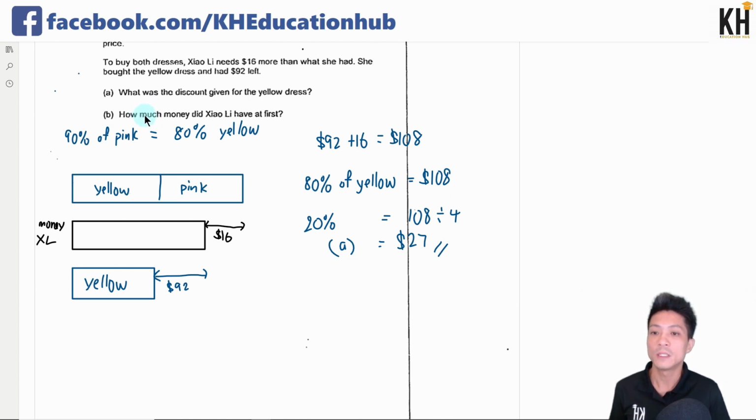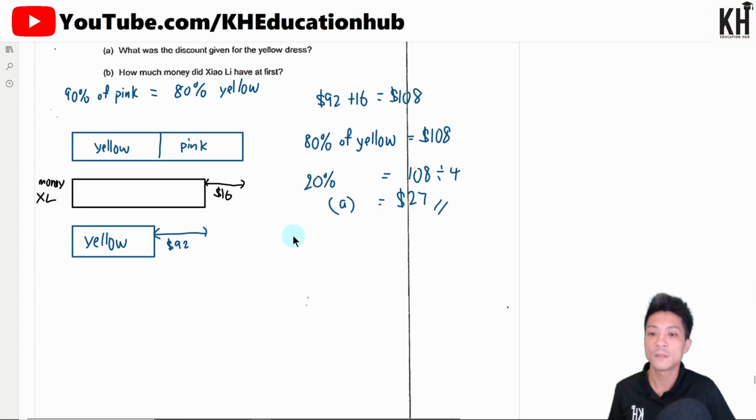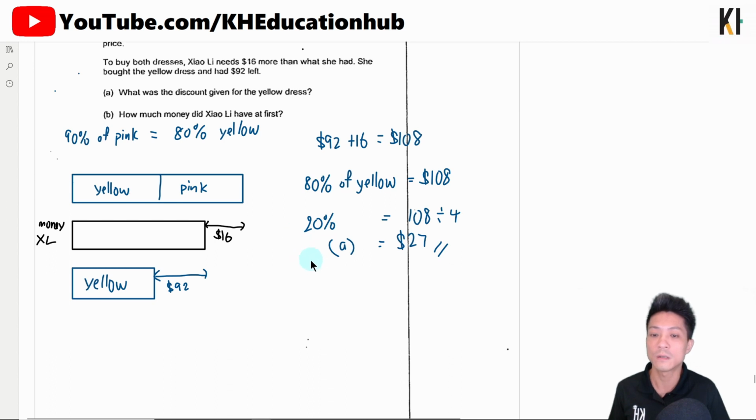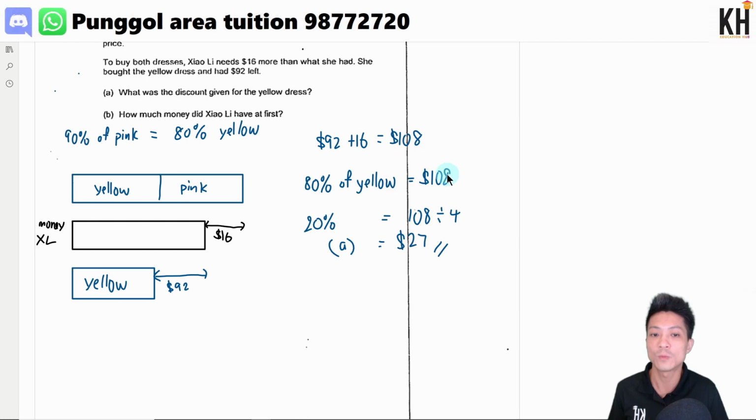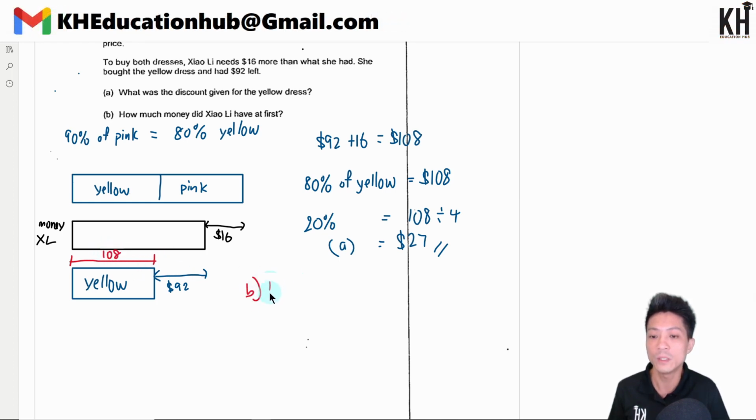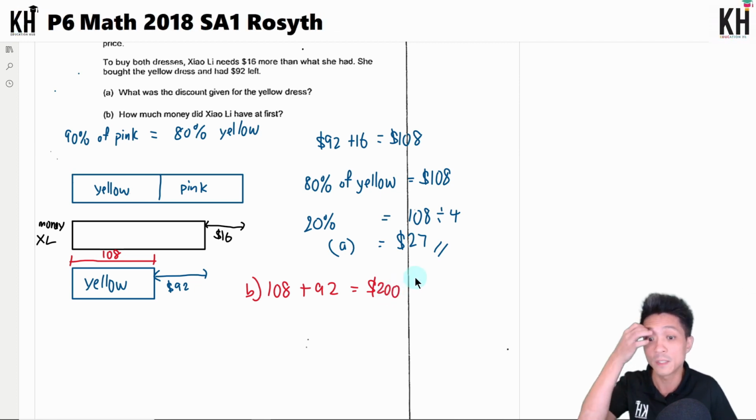Part B, how much money did Xiao Li have at first? Okay, let's find out what is 100%. What is the cost of the yellow dress, right? Which is $108, right? So which means that here to here is the 108. Okay, so for part B, you just need to use 108 plus 92. Okay, that will be $200, and that's the amount of money that Xiao Li had at first.